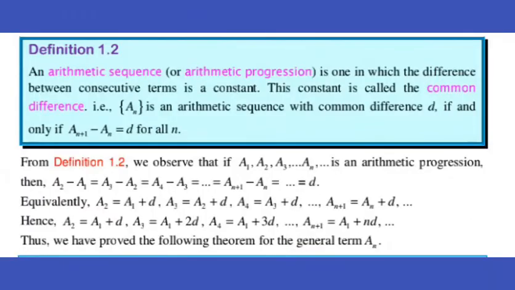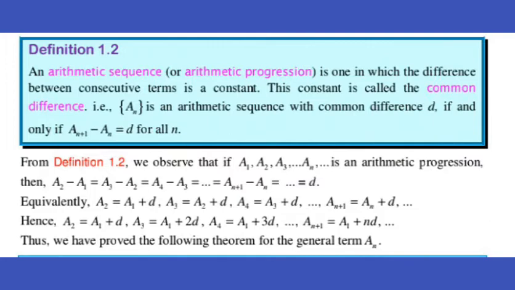Sequences can be divided in two ways: arithmetic sequence and geometric sequence. What are arithmetic sequences? An arithmetic sequence or arithmetic progression is one in which the difference between consecutive terms is a constant. This constant is called the common difference. The sequence an is an arithmetic sequence with common difference d if and only if a(n plus 1) minus an equals d for all n.